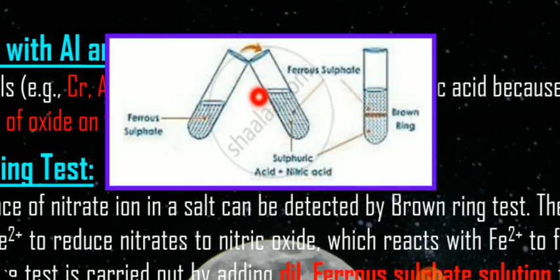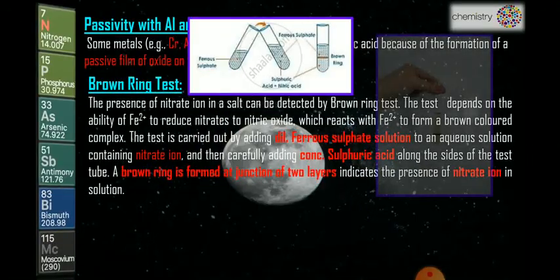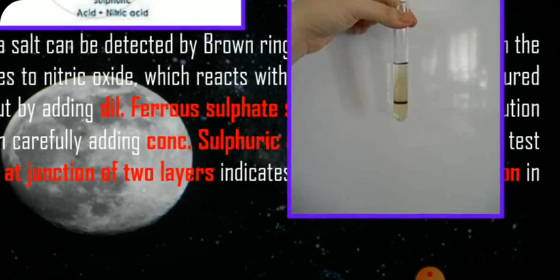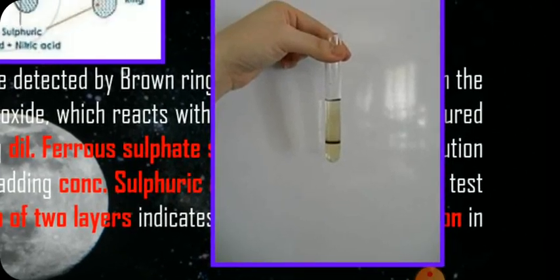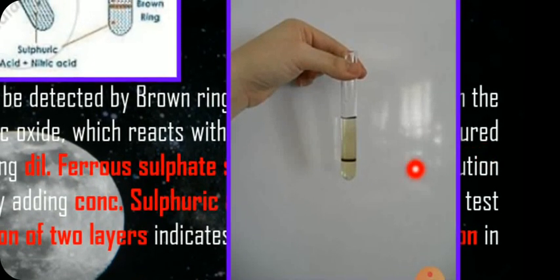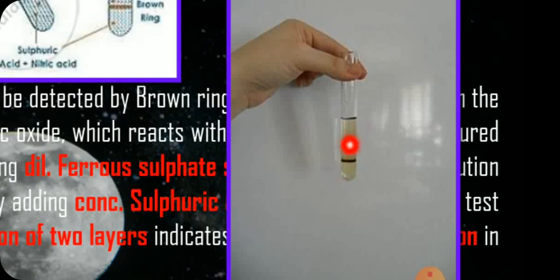After a few moments, say 30 seconds to 1 minute, there will be formation of a brown colored ring at the junction of two layers in the test tube. Very beautiful ring you will get. So this will be like this. It will look like this. Can you see this picture? Okay, so between the junction of two layers there will be formation of a brown colored ring.